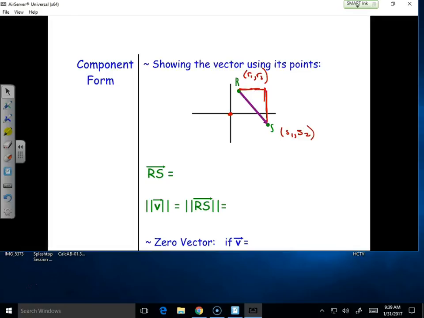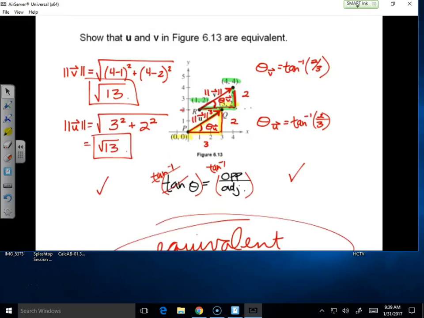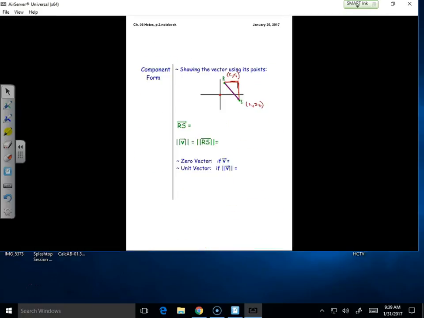You guys remember how we found how far over in the last example? I think V was the one who was kind of out there away from the origin, right? How do we figure out how far over? Do you remember? Yeah, for the horizontal component, we had to subtract the x terms. So we did 4 minus 1. So in this example, we subtracted the x's.